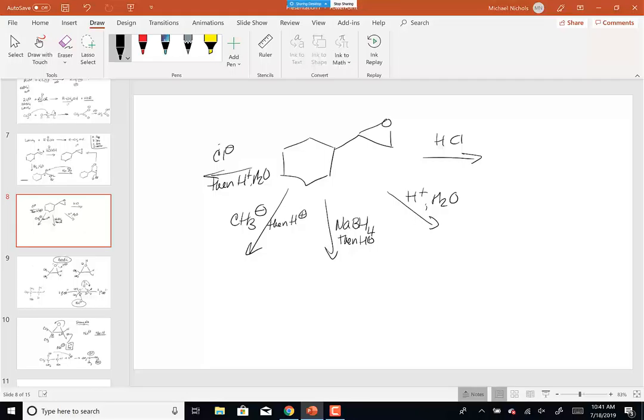Okay, so there are 1, 2, 3, 4, 5 epoxide ring openings. So what I'd like to do is to write down the product of each one of those. I'm not concerned about the stereochemistry because we know that those two groups would add trans, and we know none of these reactions are stereoselective because none of them are going to generate two chiral centers. So what I'm more interested in is what are you adding, and the regioselectivity of how you're adding.